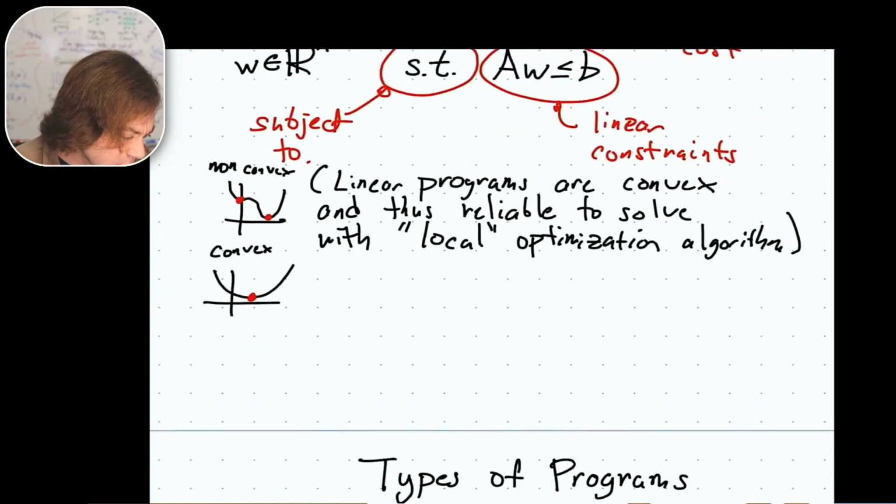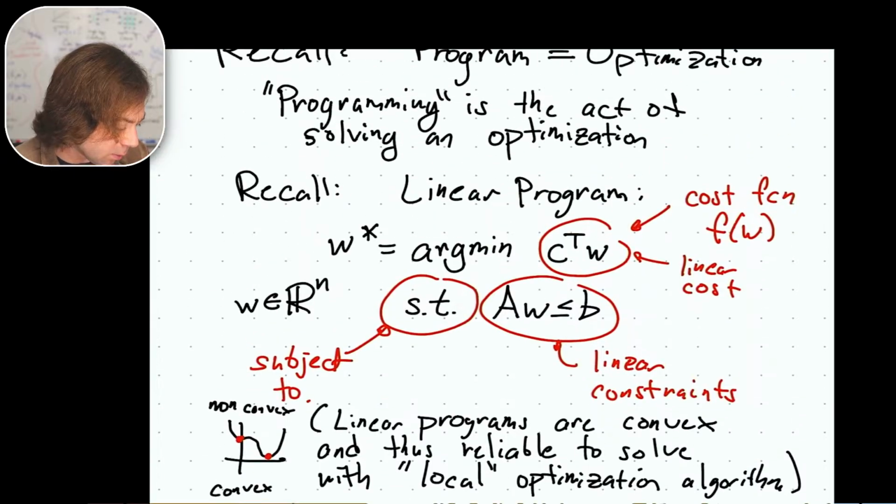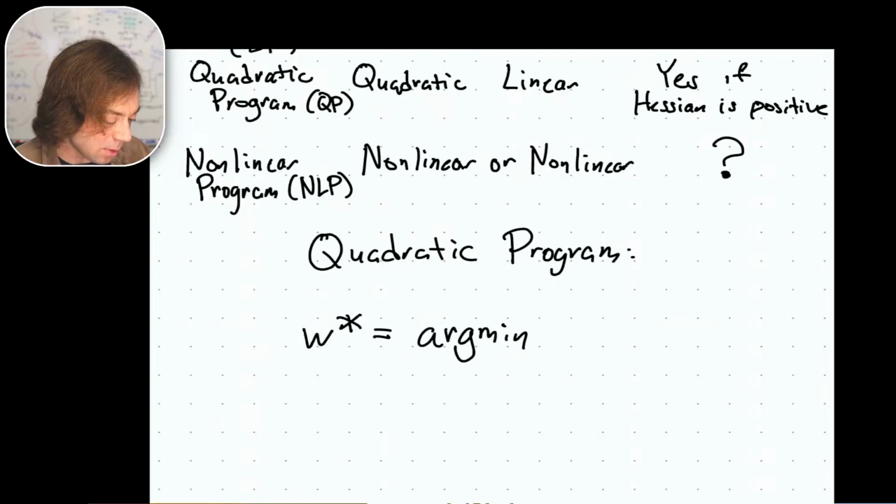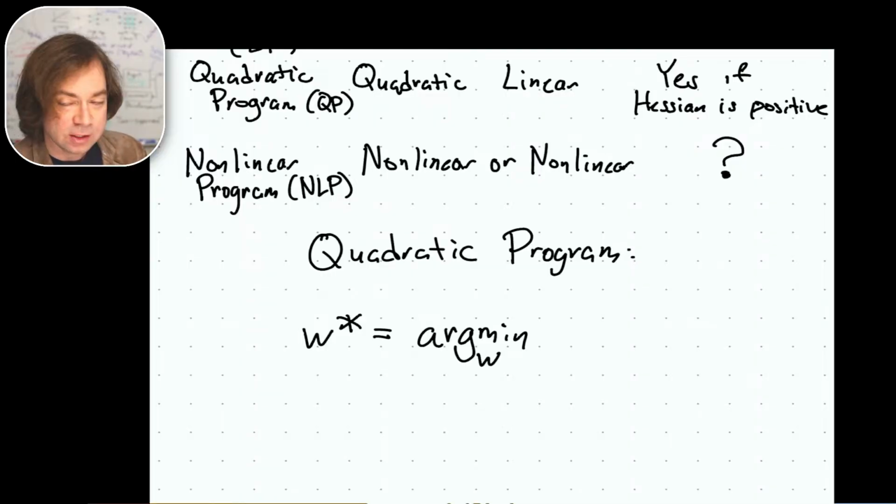Did I put a W down below? I apologize. Up here in linear program, I technically should put a little W right there. That's what we want to know. We want to know, hey, what's W? What's W? Okay.